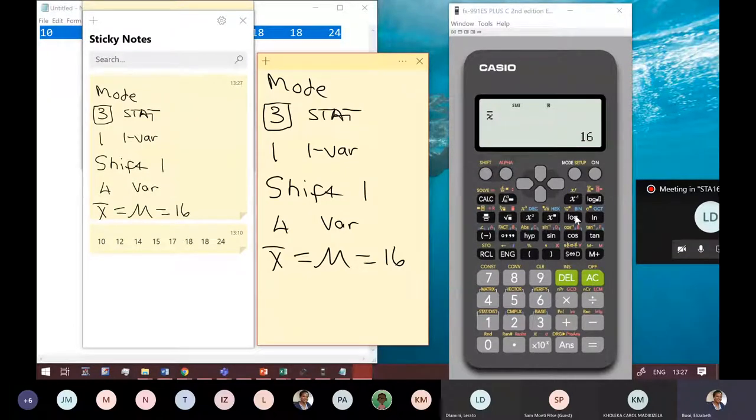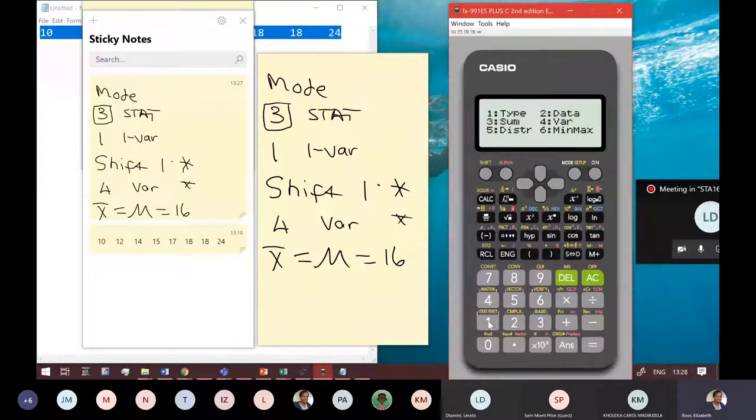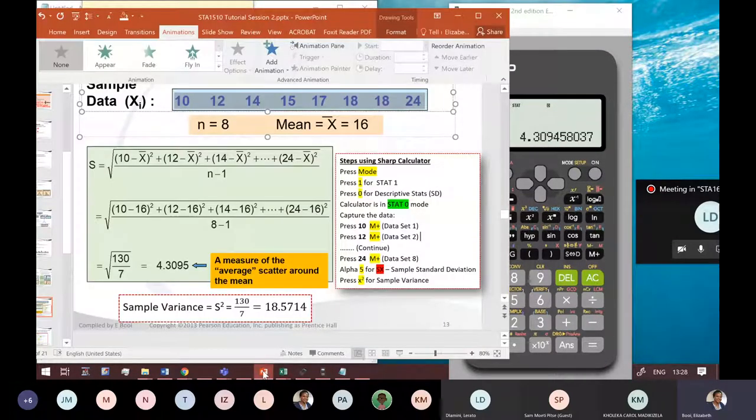To get to the standard deviation, here is the thing. You will have to go back and repeat those steps. So you say shift 1, and it gives you this menu, and you press 4 again for the standard deviation, then you press the equal sign so that you get the standard deviation. If we remember very well, the standard deviation was 4.0309, and that's what we have calculated.